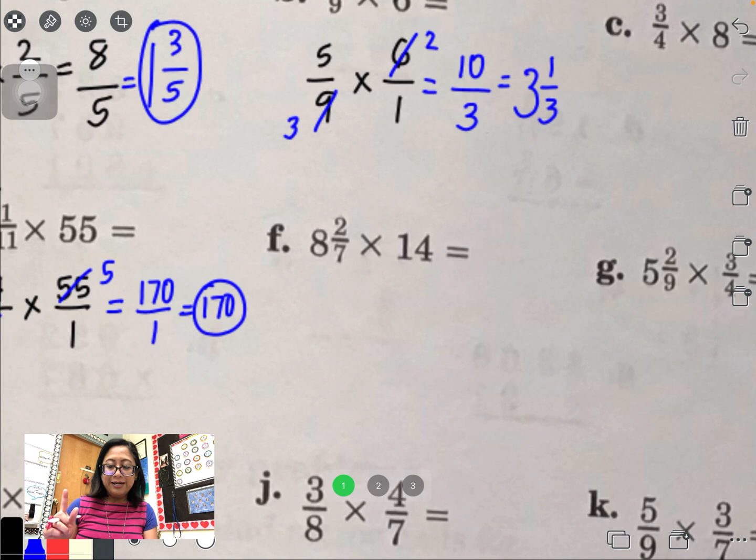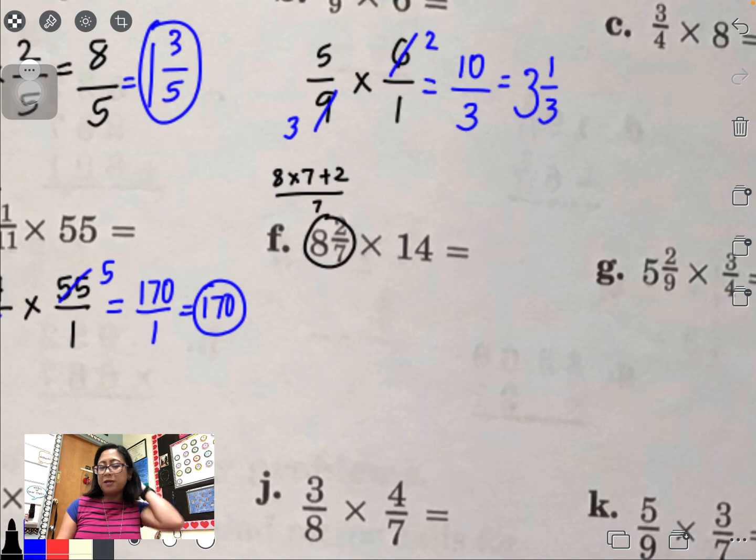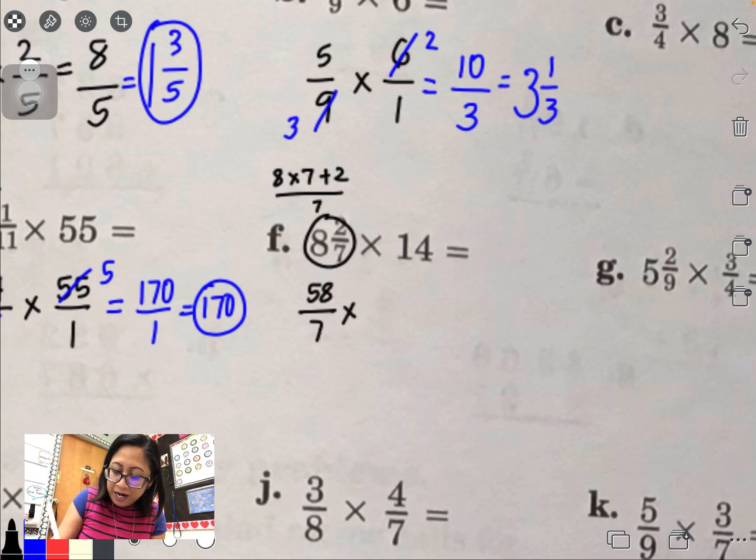Okay, again, I have a mixed number, 8 and 2 sevenths, times 14. I'm going to change the mixed number into an improper fraction. So this really here is going to be 8 times 7 plus 2 over 7. So what's 8 times 7? 8, 16, 24, 32, 40, 48, 56. 56 plus 2 is 58. 58 sevenths times 14 over 1.